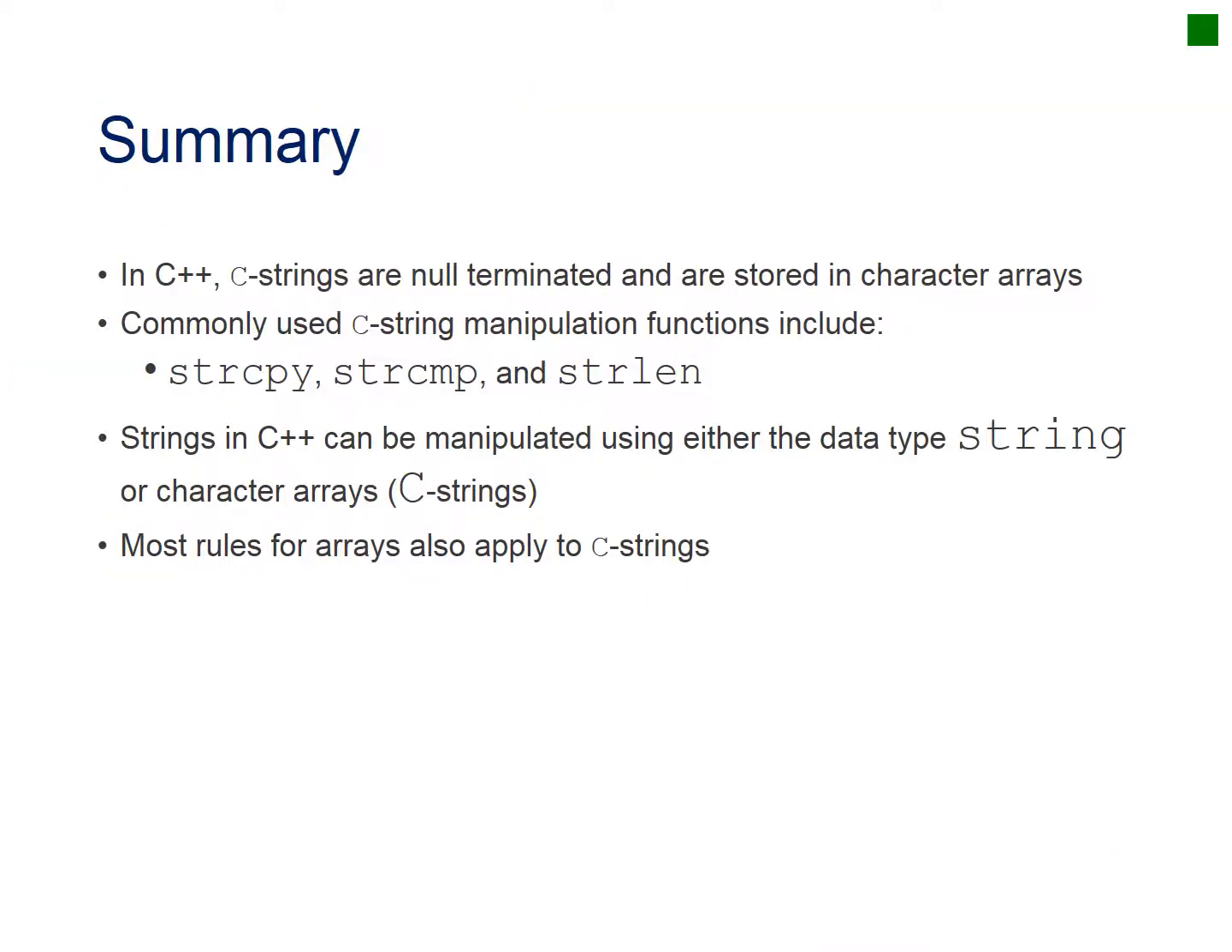Our summary. In C++, C strings are null terminated and are stored in character arrays. Commonly used C string manipulation functions include strcpy, strcmp, and strlen. Strings in C++ can be manipulated using either the data type string or character arrays, C strings. Most rules for arrays also apply to C strings.